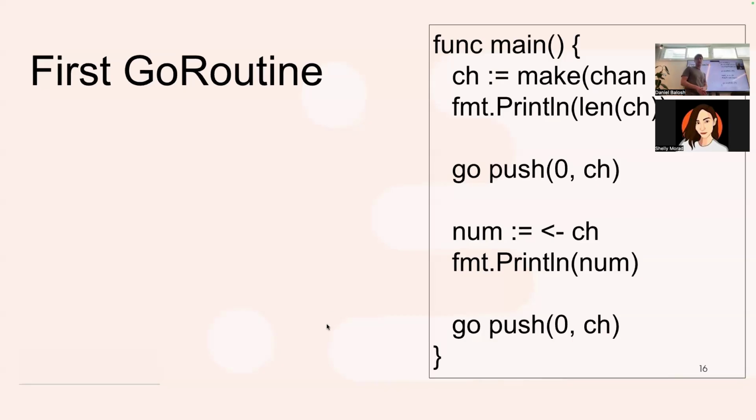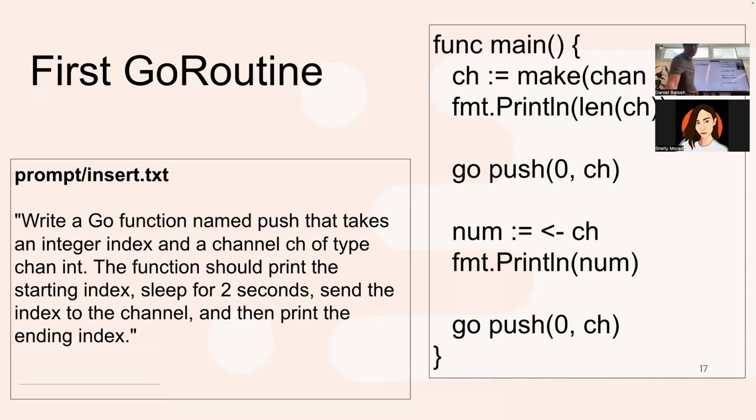Okay, now we're going to write our first Go routine. What you are going to do is change the main method to look like this: go push 0 and pass the channel inside, okay? In both places where we did a push, you change it to go push. And then you're going to use GitHub Copilot. You have the entire prompt in the repo under prompt / insert text. So use it and you will write your own push method. This is an AI company, you must use AI. Must. You cannot write alone.